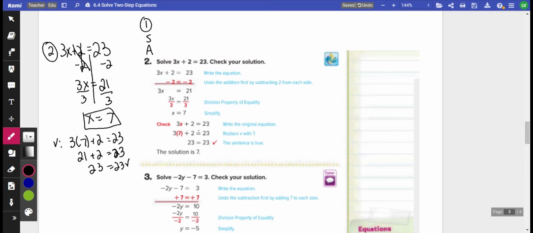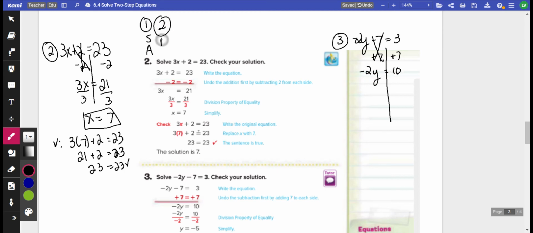For number 3, I'm going to show my work off to the right. Negative 2y minus 7 equals 3. I'm going to extend my equal sign. My first step is to subtract or add. So I'm going to add 7 to both sides. That leaves me with negative 2y equals 10. Second step is to multiply or divide. So in this case, I'm going to divide both sides by negative 2, leaving me with y equals negative 5.